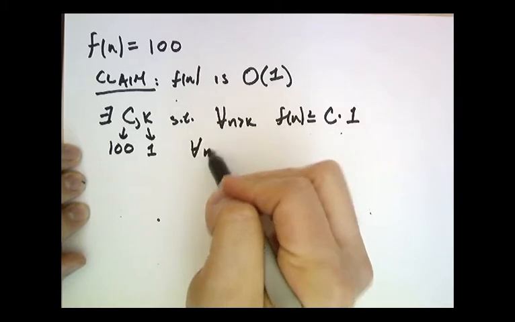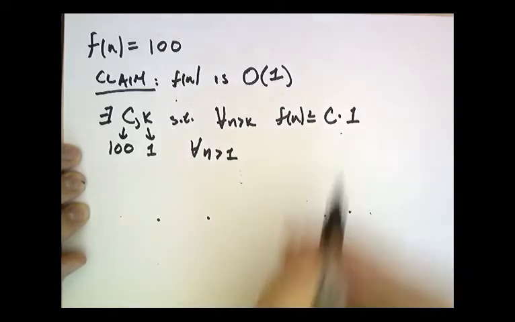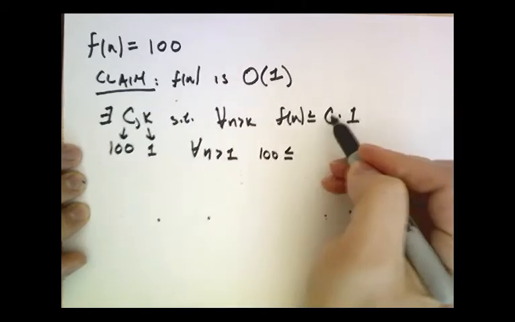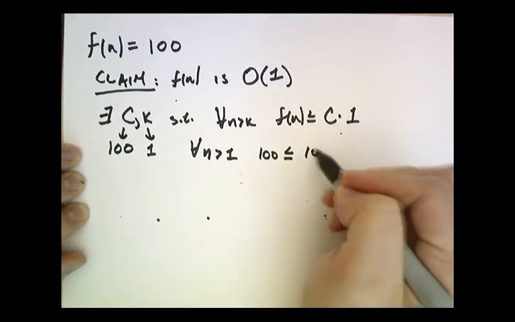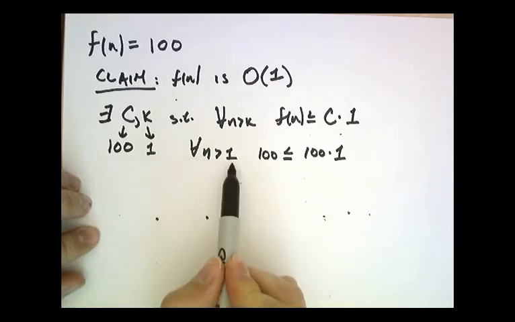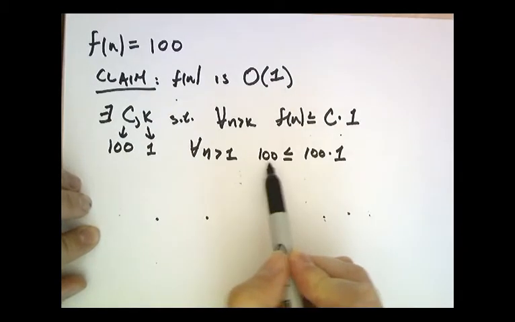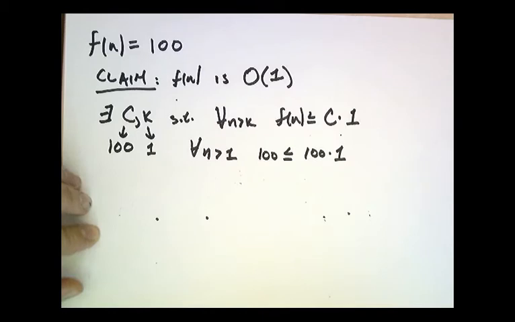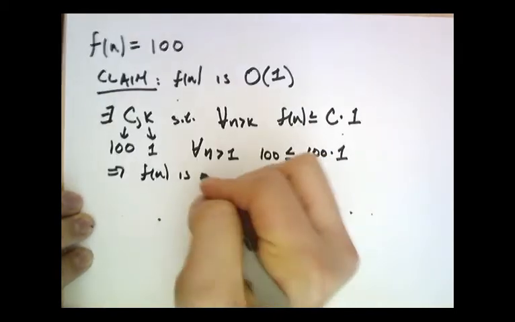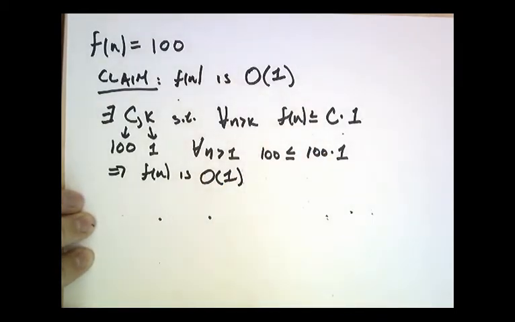Then we need to prove that for all n greater than 1, f of n, which is 100, is less than or equal to a constant c, which we chose to be 100, times 1. And you can see that n doesn't appear on either the left or the right-hand side, but that's fine. For all n greater than 1, it is definitely true that 100 is less than or equal to 100. In fact, 100 equals 100. So this implies that f of n is big O of 1.